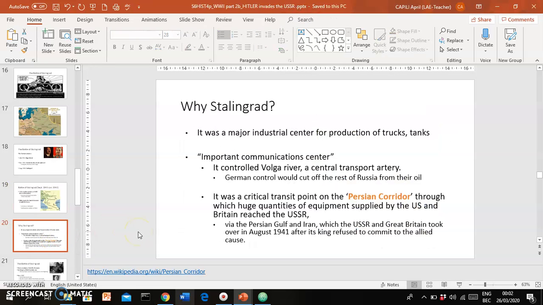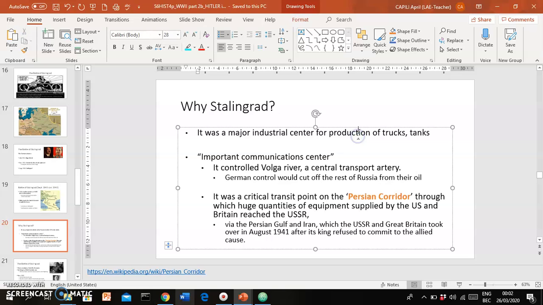Now, you might ask, why Stalingrad? What's the importance of this particular Russian area, this city? Well, first, it was a major industrial center where trucks, tanks, and other things were produced. So you can imagine that if the Germans captured it, that would be a great victory for them and a big blow to the Russians.